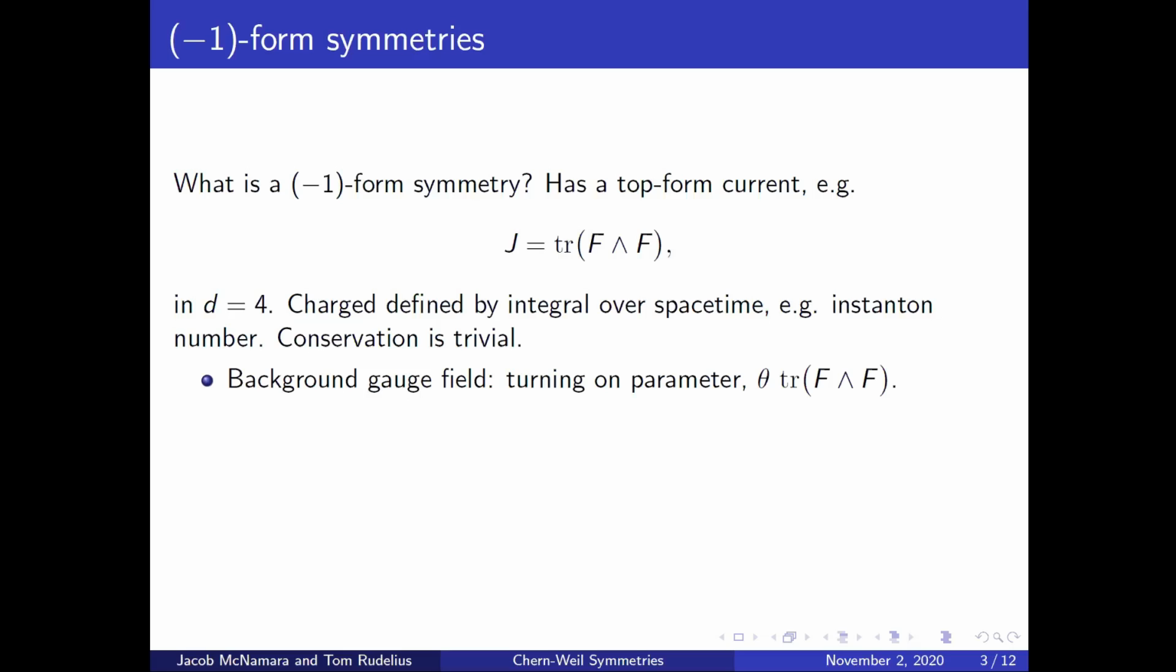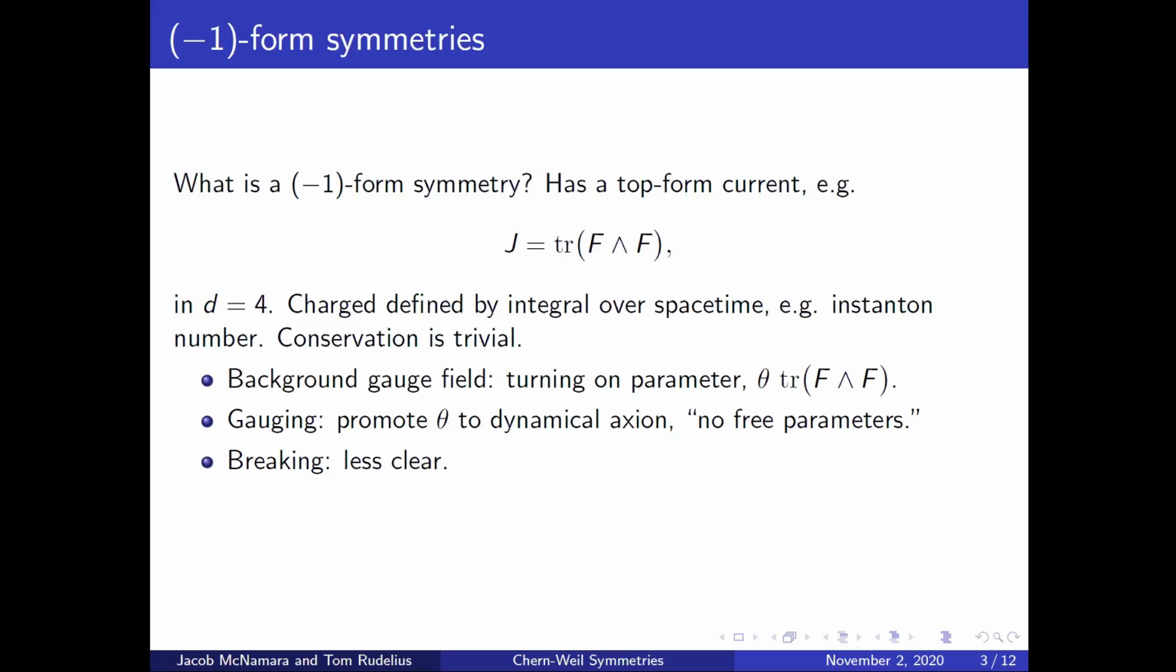What would it mean to turn on a background gauge field for this symmetry? Well, that would just be turning on a parameter such as a theta angle. That means we're taking our dynamical fields and coupling them to a background fixed parameter such as theta. Gauging the symmetry would be promoting theta, our background gauge field, to a dynamical gauge field, making it a dynamical axion. And this is related to the Swampland conjecture of no free parameters or the baby universe hypothesis. So gauging at least is very clear, what it's meant to gauge a -1 form symmetry.